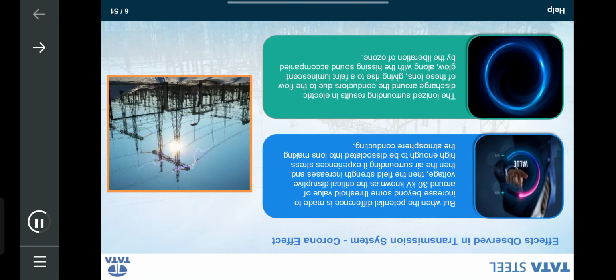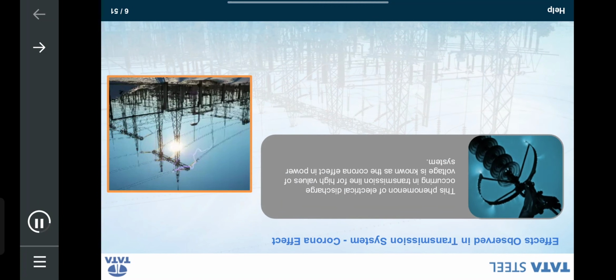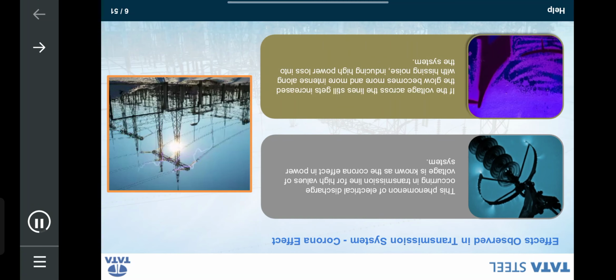The ionized surrounding results in electric discharge around the conductors due to the flow of these ions, giving rise to a faint luminescent glow, along with a hissing sound accompanied by the liberation of ozone. This phenomenon of electrical discharge occurring in a transmission line at high values of voltage is known as the corona effect in power systems. If the voltage across the lines is increased further, the glow becomes more and more intense along with hissing noise, inducing high power loss in the system.